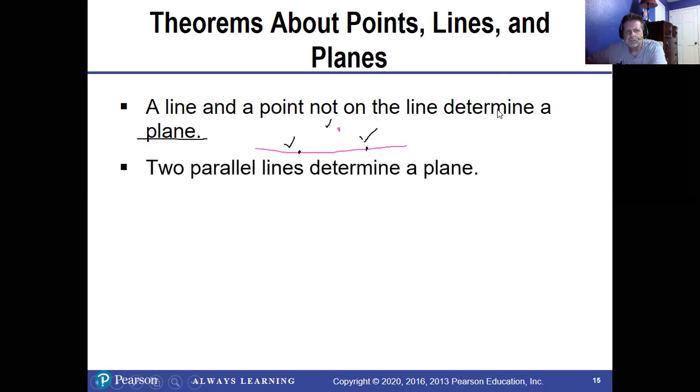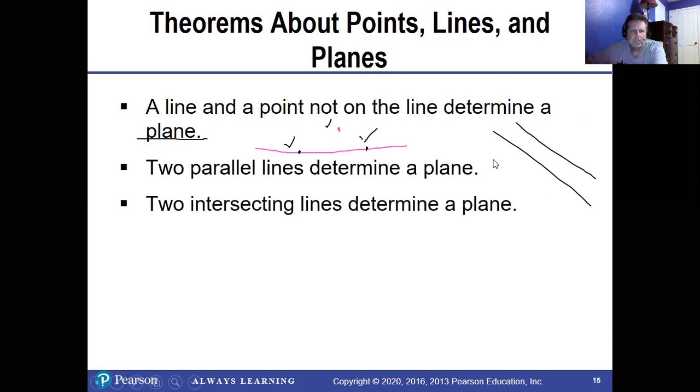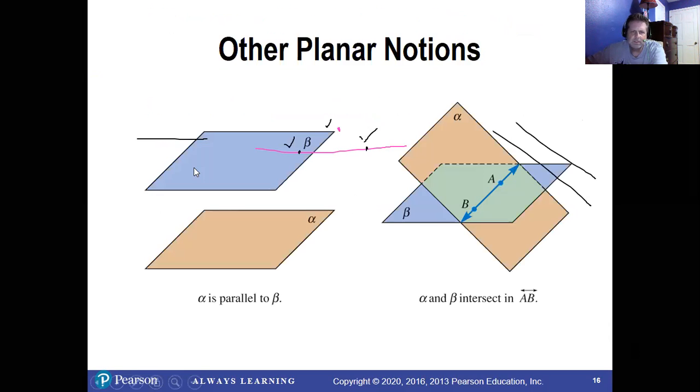Okay? 2 parallel lines determine a plane. Any 2 parallels can be in the same plane. Again, the reason that works, if this is parallel and this is parallel, I can draw a plane that goes through both of them. Okay? 2 intersecting lines determine a plane. Don't use that one too much, but it is possible.